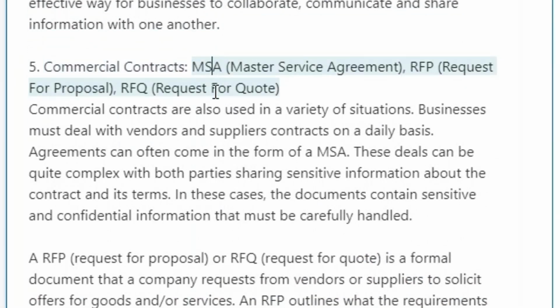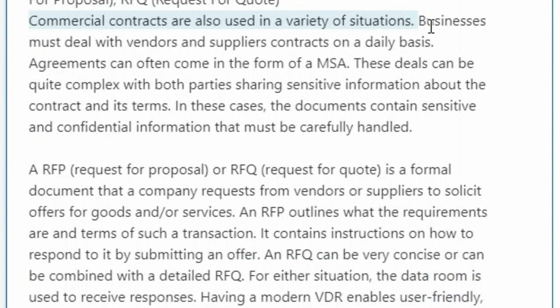Master Service Agreement, RFP, Request for Proposal, RFQ, Request for Quote. Commercial contracts are also used in a variety of situations. Businesses must deal with vendors' and suppliers' contracts on a daily basis. Agreements can often come in the form of an MSA. These deals can be quite complex, with both parties sharing sensitive information about the contract and its terms. In these cases, the documents contain sensitive and confidential information that must be carefully handled.